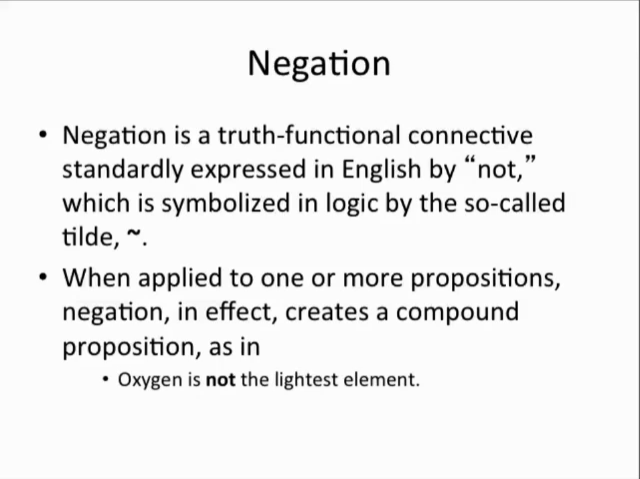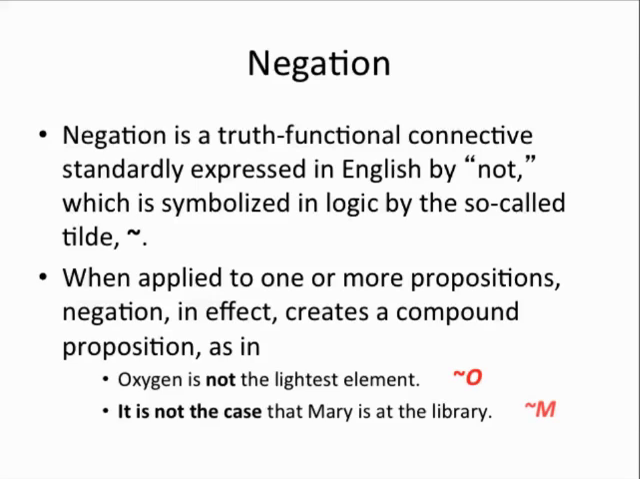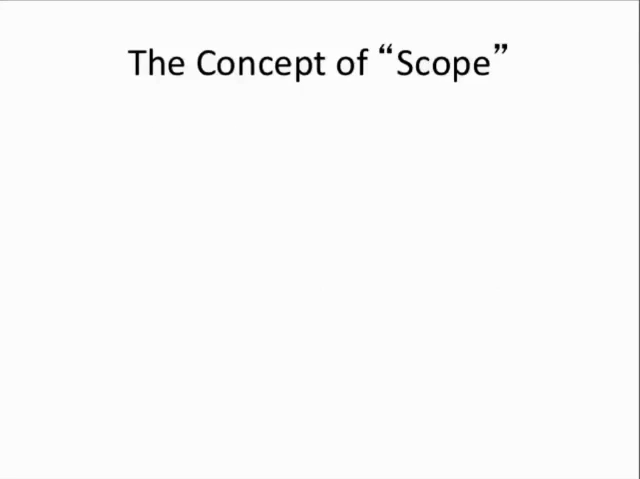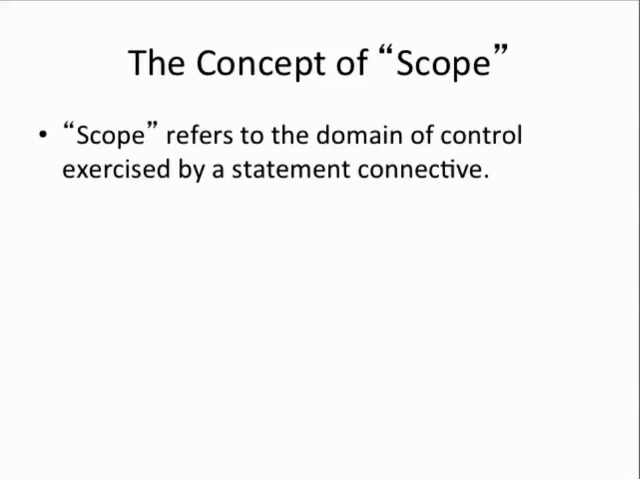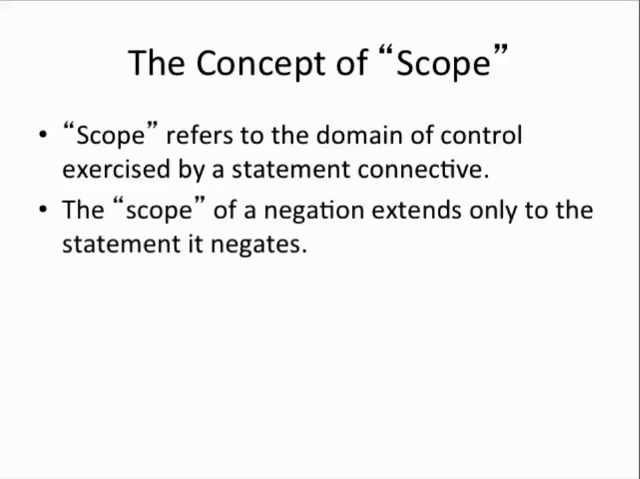Oxygen is not the lightest element. We can symbolize this compound as tilde O. Here's a second example. It is not the case that Mary is at the library. We can symbolize this compound statement as tilde M. The concept of scope is extremely important. It refers to the area or domain of control that a statement connective has. A negation has a scope that extends only to the statement it negates.